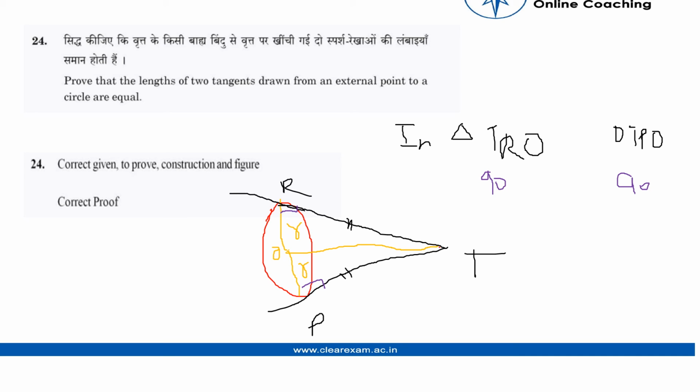Next, the side OT is common in both of the triangles, and another is RO and OP. They both are equal because they are the radius of the circle. Then we can say that the line TR is equal to line TP, and hence proved.